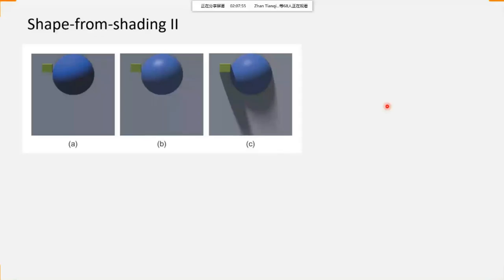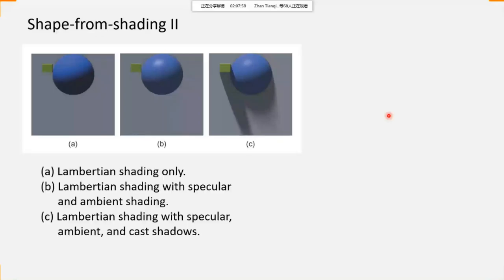And here is more about this. So there are different kinds of shading. You see a sphere in all three scenes here. So you see three-dimensional objects, but here you see the effect is strongest. The first here is just the so-called Lambertian shading. The second is Lambertian shading with specular and ambient shading. And the third one, C, is Lambertian shading with specular, ambient, and cast shadows. So these are the cast shadows here.